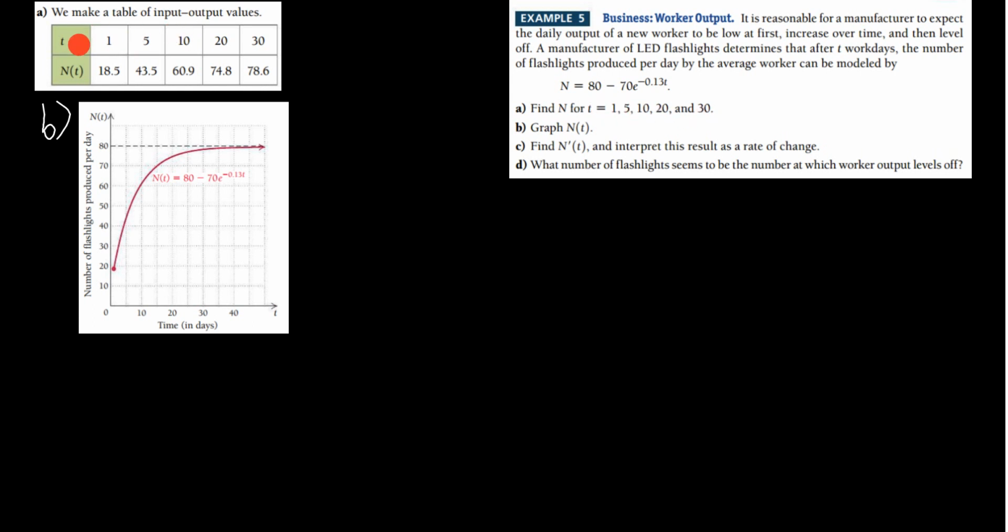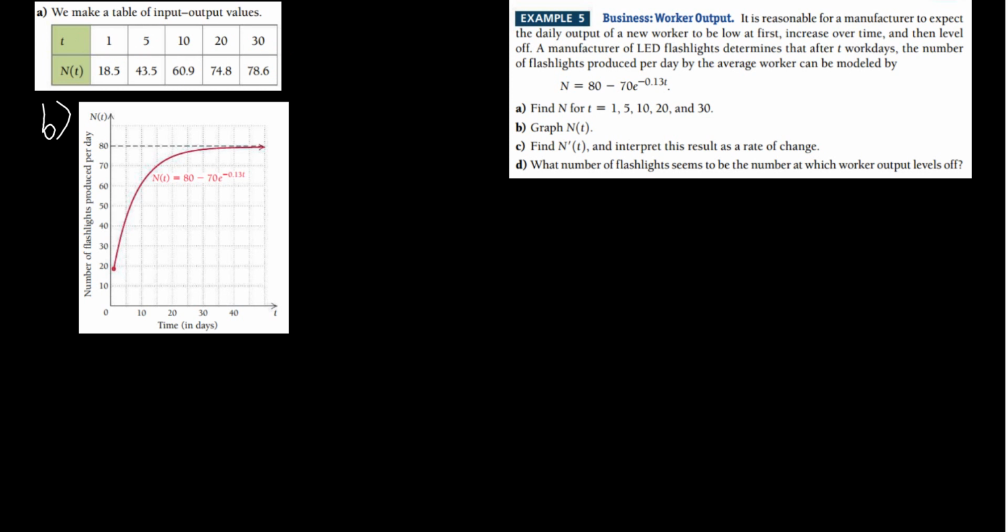Okay, so when T is equal to 1, my N of T, or the amount of LED flashlights I can make, is about 19. It was T work days. So in one day, I can expect to make 19 flashlights. In 5 days, I can expect to make 44. In 10 days, I expect to make 61, and so forth. And by the 30th day, I can expect to make about 79.